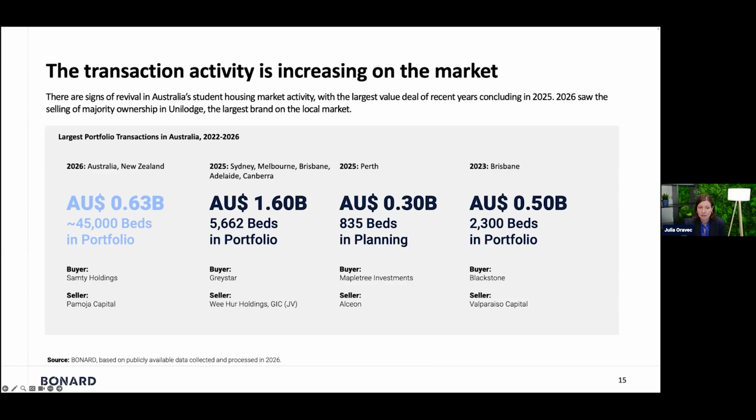This was 3 premium student housing assets acquired, over 2,300 beds. And then this spree of major transactions, bigger deals, and portfolio transactions continued. You'll see 2025, we decided to highlight 2 deals, actually, by Greystar and Mapletree. And then there was, of course, a more recent development, Samty Holdings acquiring the majority stake in Unilodge from Pamuja, as mentioned.